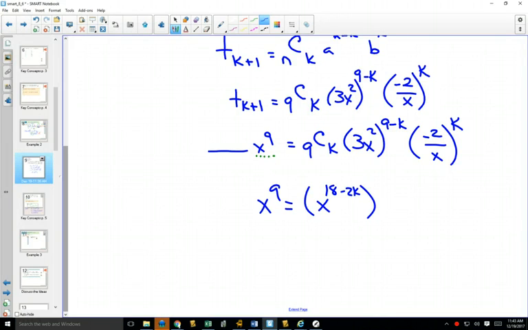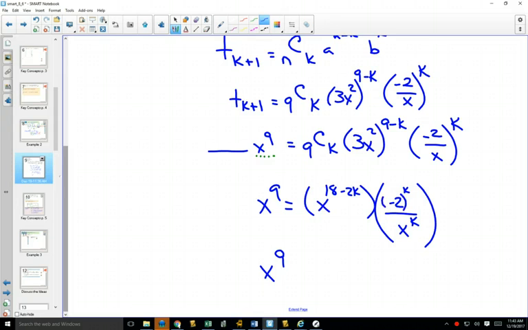And if I ignore, well, I'm going to just write the negative 2 here right now and apply my exponent law. Does it make sense that I'd have an x to the k on the bottom? What exponent law do you do when you divide? x to the 18 minus 2k divided by x to the k. What exponent law do you do if the bases are the same and you're dividing? You subtract.